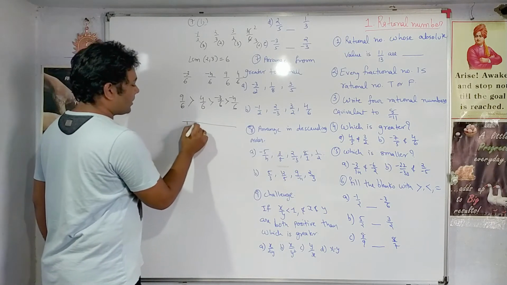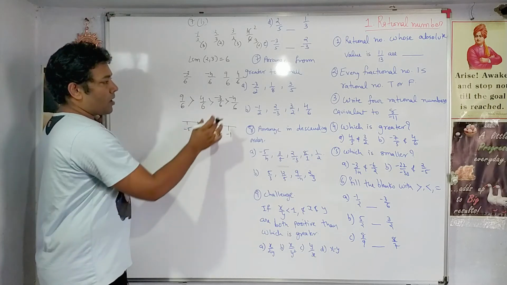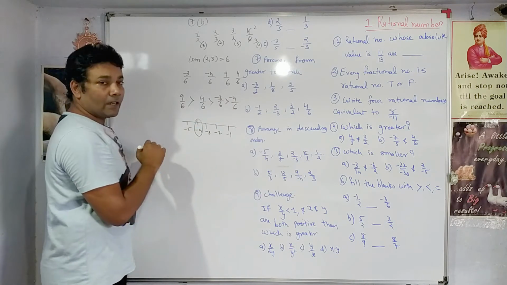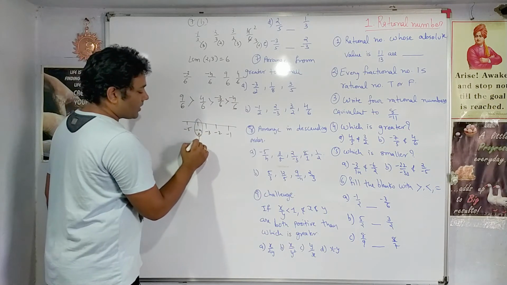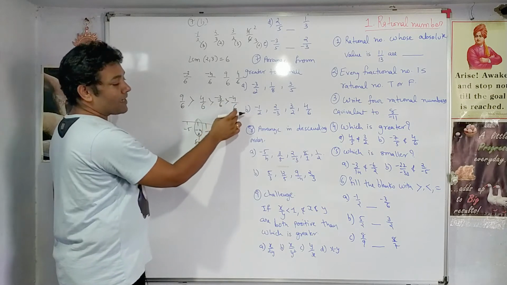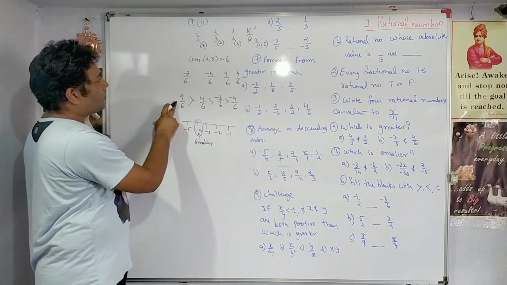So if you draw the number line, minus 3, minus 2, minus 1. Out of these two numbers, which one is on the left? Minus 4 is on the left, right? So this is smaller, and that is the reason why I have taken minus 4 by 6 as the smallest number. Now replace it with the original numbers.